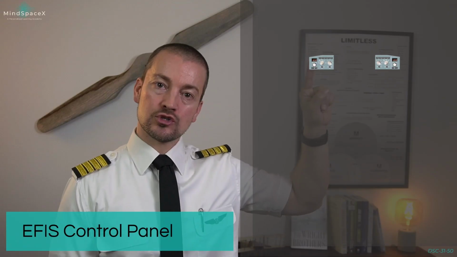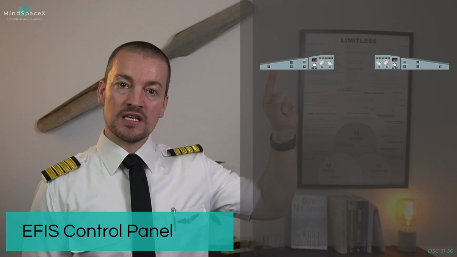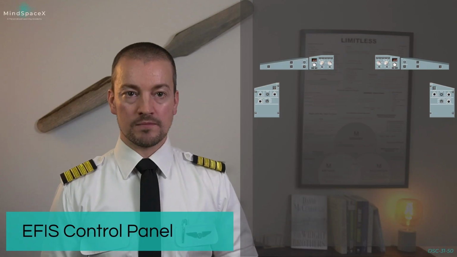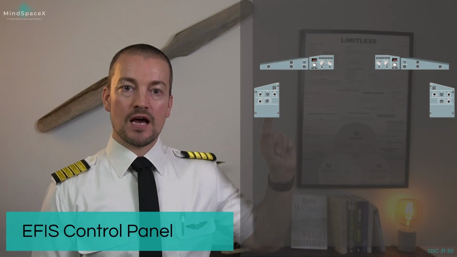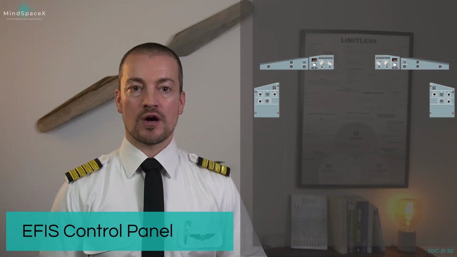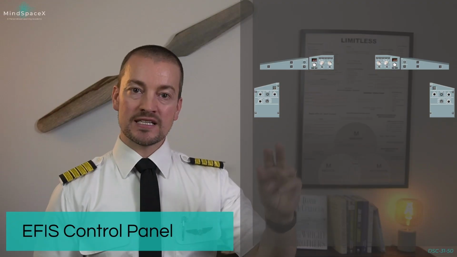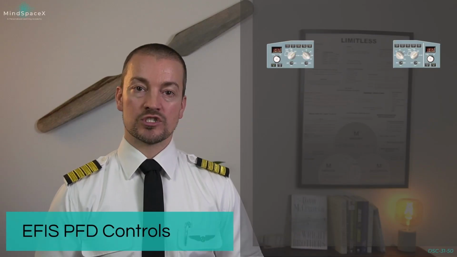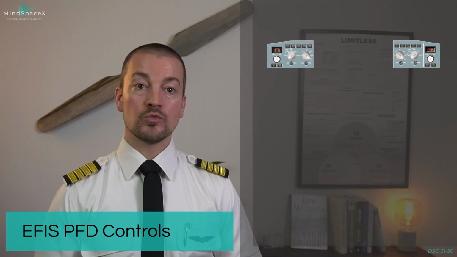There is a dedicated EFIS control panel to each pilot controlling their own respective sides, together with the outer portion of the glare shield, which has a chrono button as well. Over here, to the left for the captain and the right for the first officer, you have the brightness knobs and the ND transfer knobs for the PFD and ND. We'll take a look at that as well. But let's start with the EFIS controls.